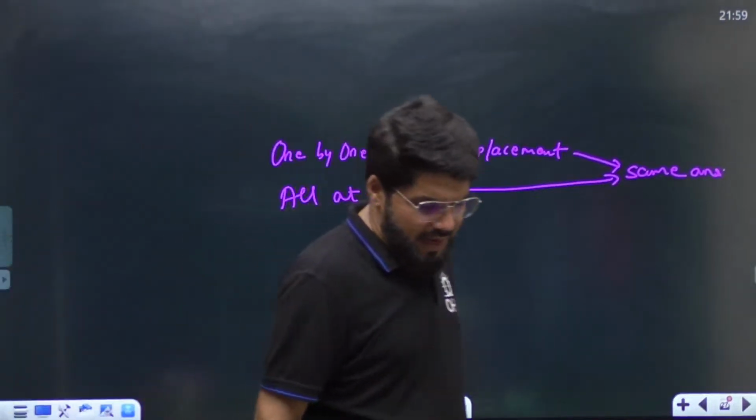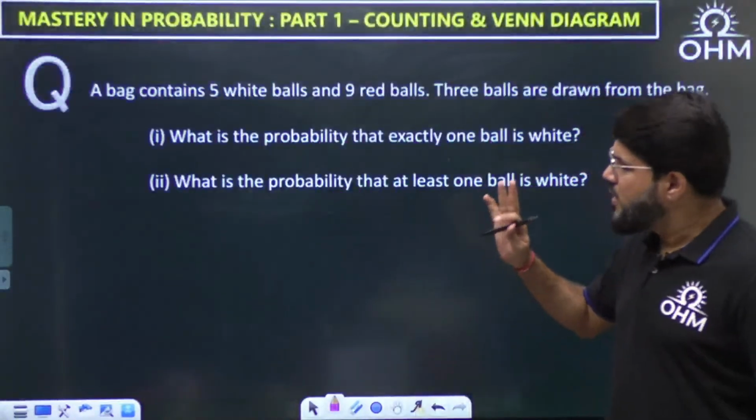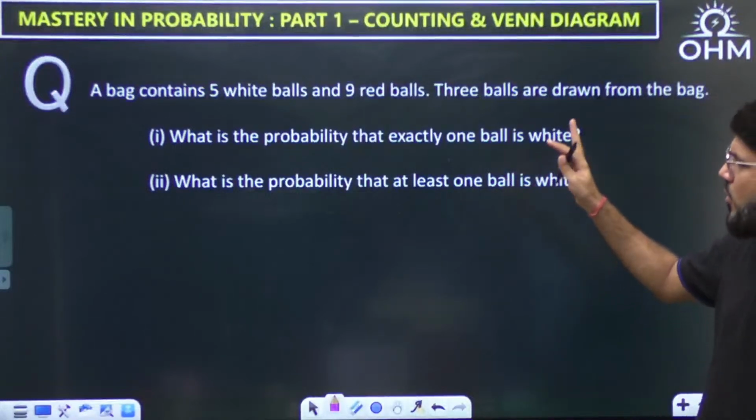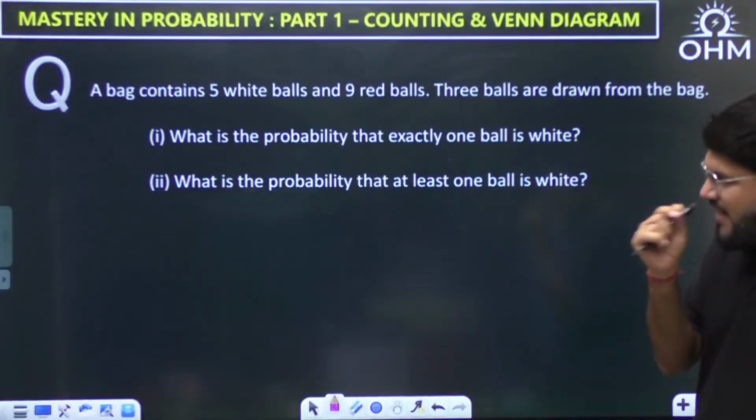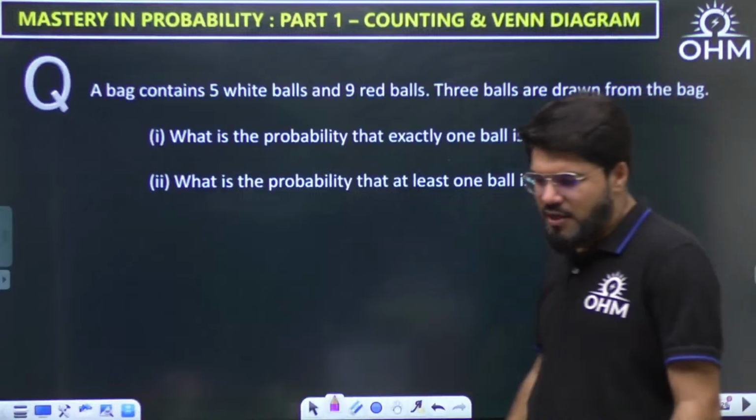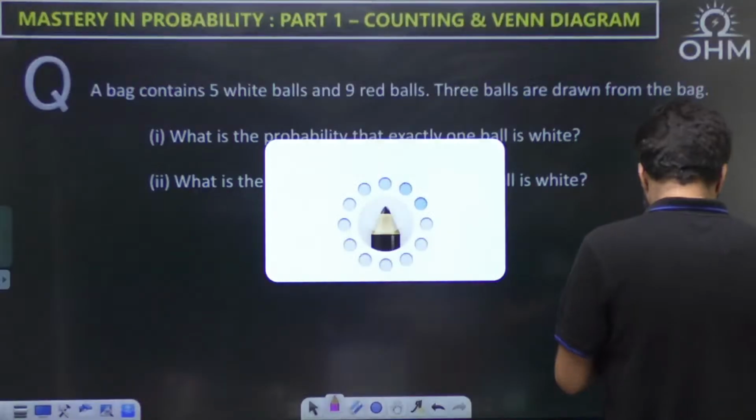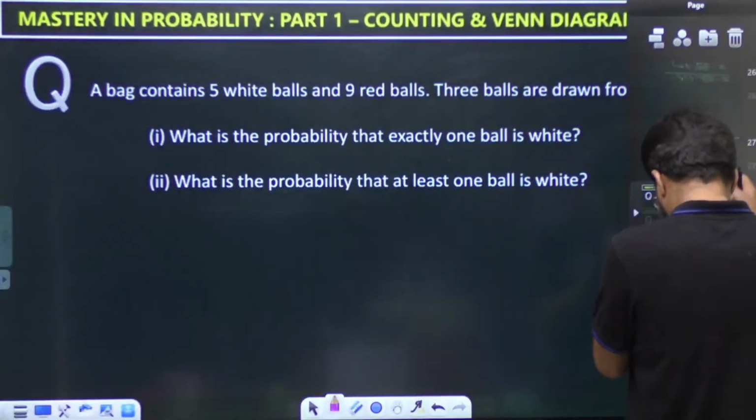Now, similar to balls, a similar bag and ball question, another question. Just some data change, some context change. Please take up this question and answer in front of me quickly.